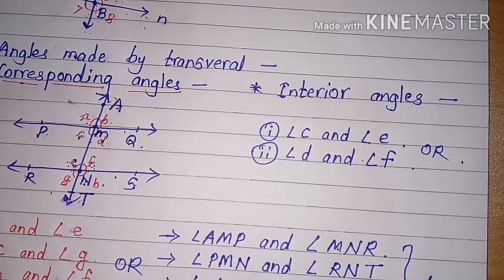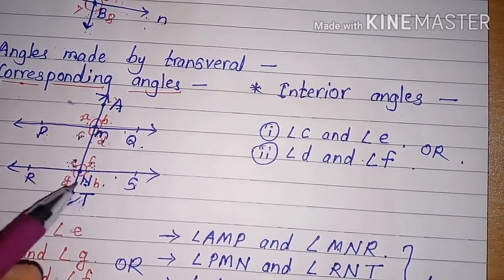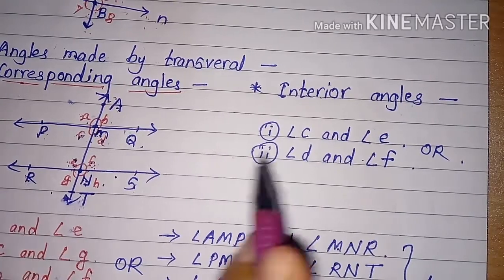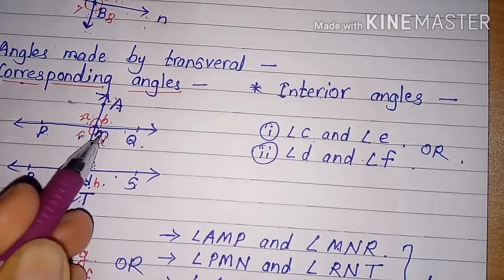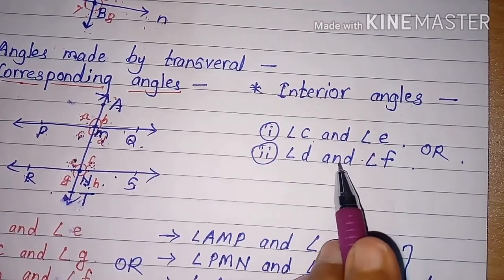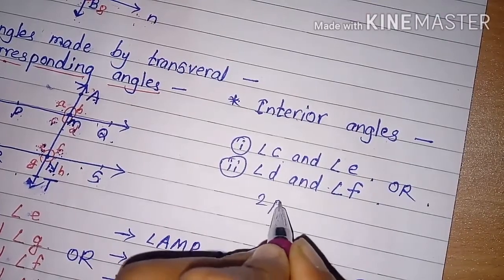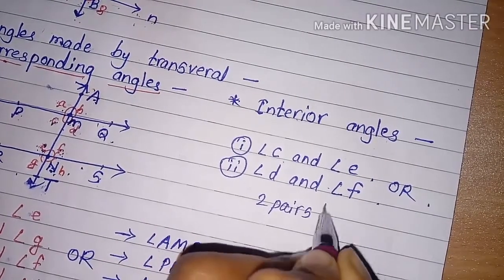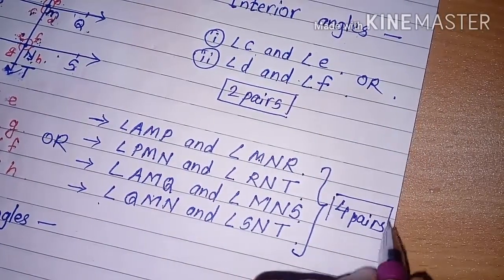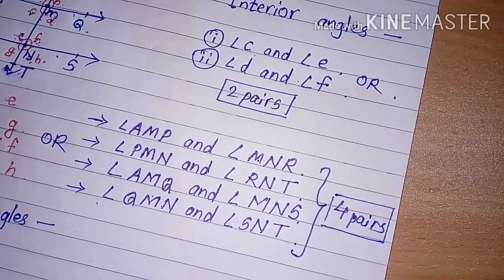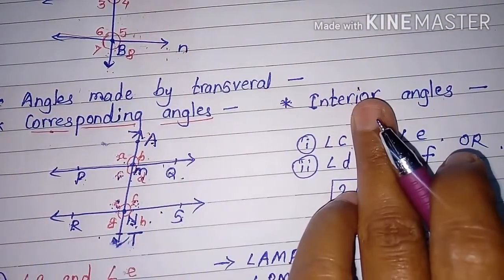Angle PMN and angle MNR, one pair. Angle QMN and angle MNS, second pair. So there are two pairs of interior angles which are supplementary. Interior angles have two pairs and corresponding angles have four pairs. Okay, this is all about the corresponding angles and interior angles.